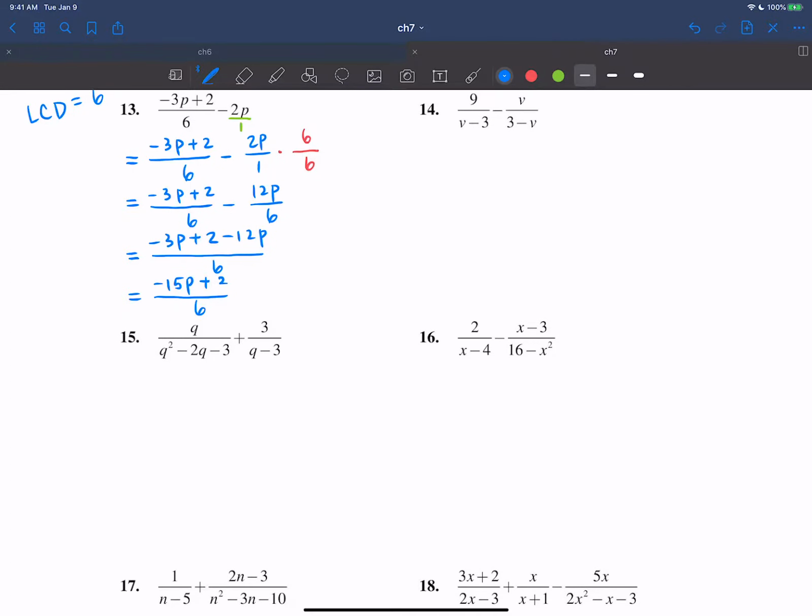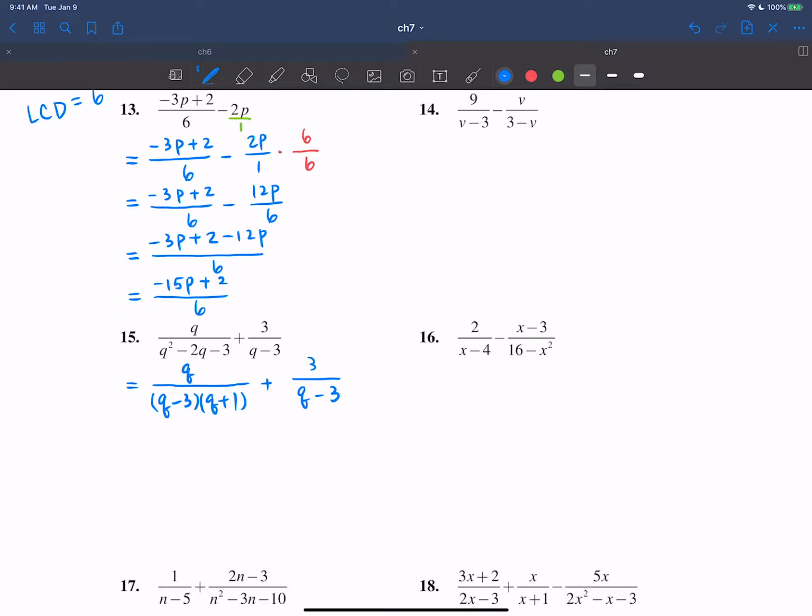Number 15, let's first factor the quadratic denominator because there's a chance that we can factor the denominator, and it's going to help us identify the LCD. So I'm going to copy the other part because the other parts are not factorable. q squared minus 2q minus 3 can be factored into q minus 3 and q plus 1. And notice that they do have a common factor, q minus 3.